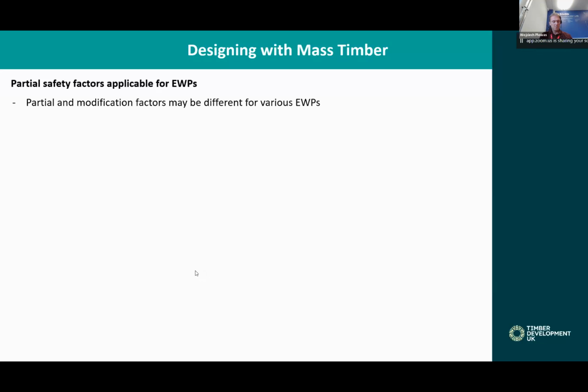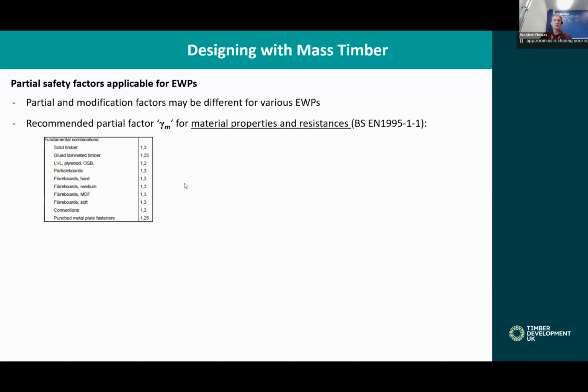Partial safety factors. I'm sure you're not new to Eurocodes, particularly Eurocode 5, and you at least had a look at it. So you probably know already that the partial safety factors or modification factors are different for different wood products. For example, the recommended partial factor gamma M for material properties and resistances is usually 1.3. However, if you look at the second position there, glue-laminated timber is 1.25. So it slightly favors the engineered wood product, glue-laminated timber. You're reducing the strength only by 25% rather than 30% like you would do for solid timber.